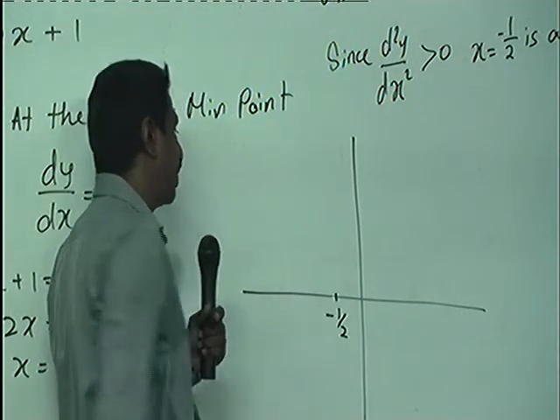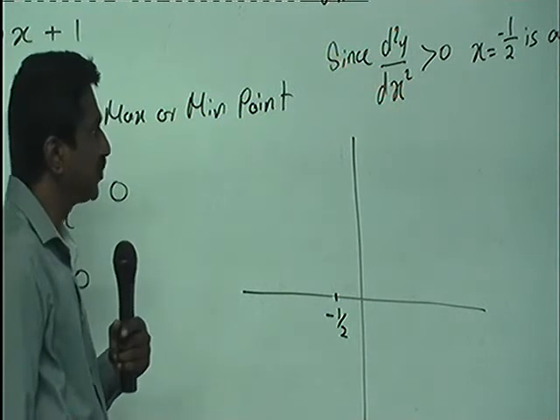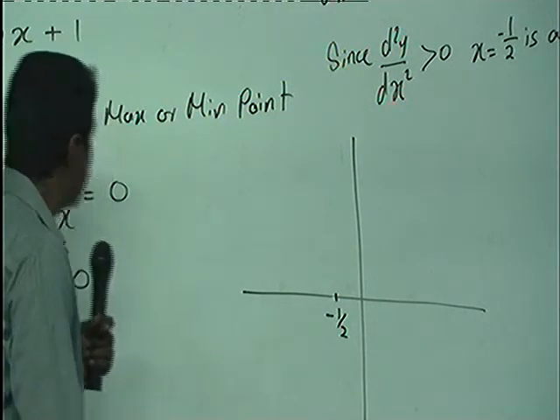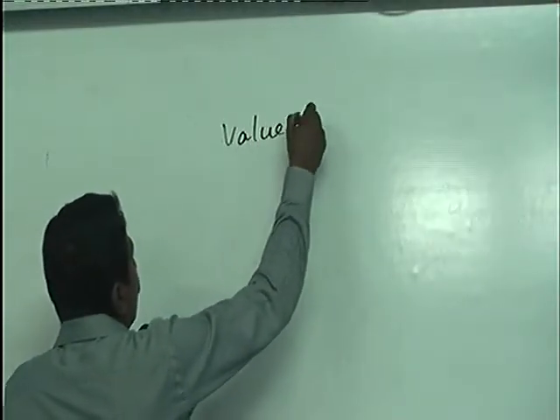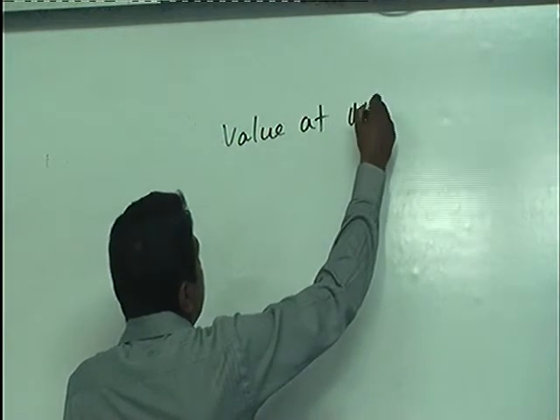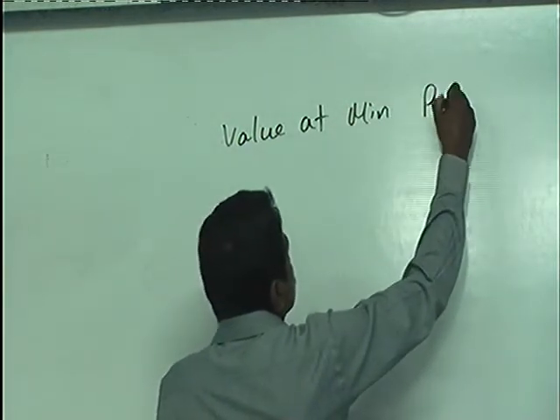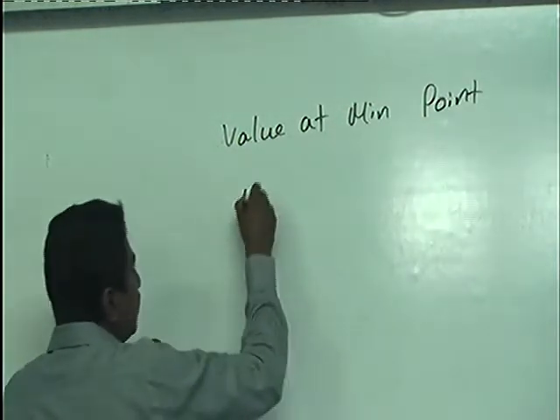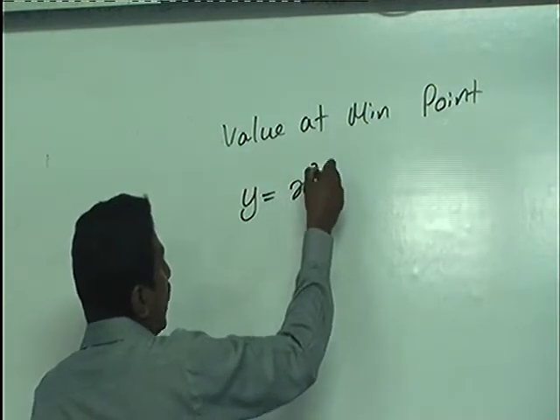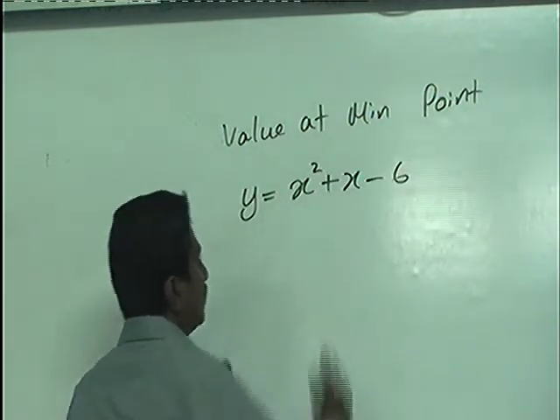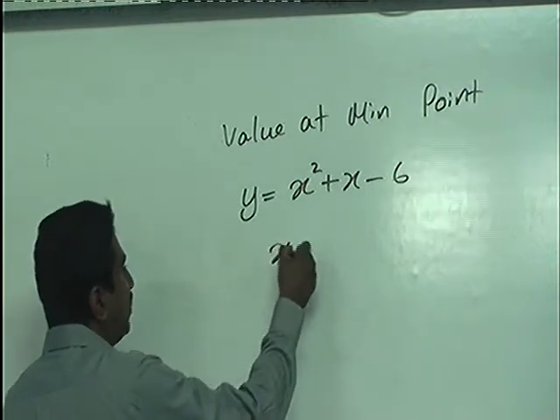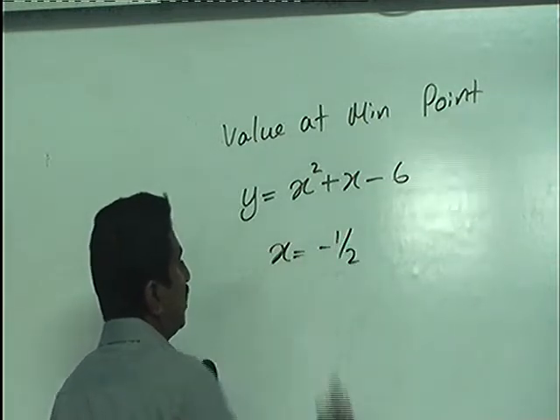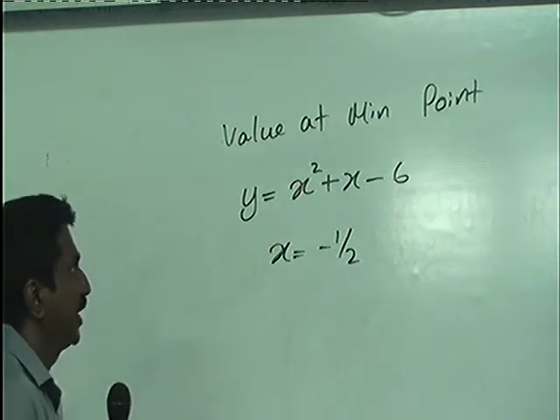So I will explain now how to calculate the value. Right? So I'll write it here. Value at minimum point. So our function y is equal to x squared plus x minus 6. Then at x equals minus half, I get the minimum cost, maybe a negative value.